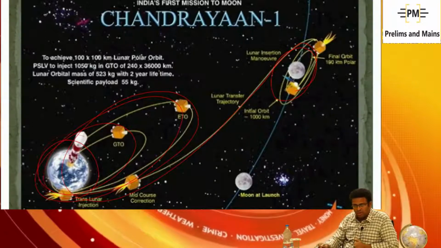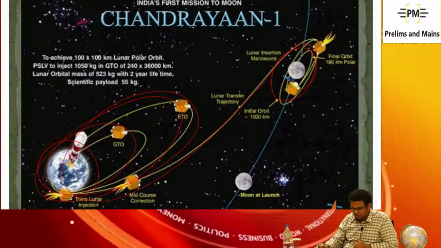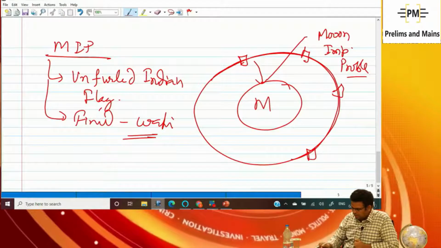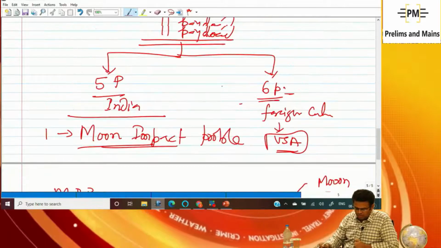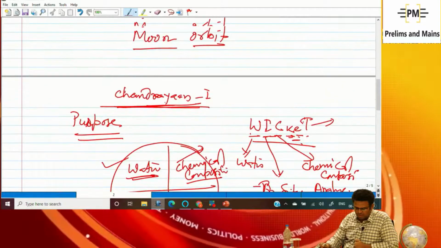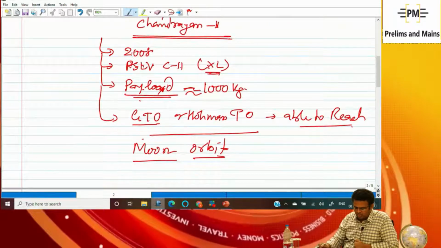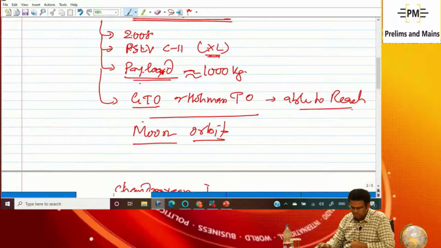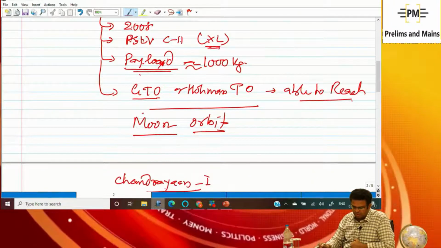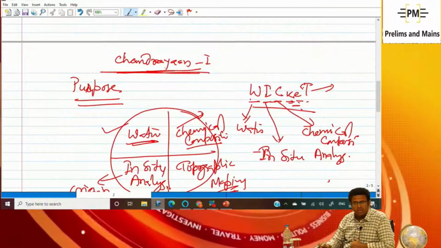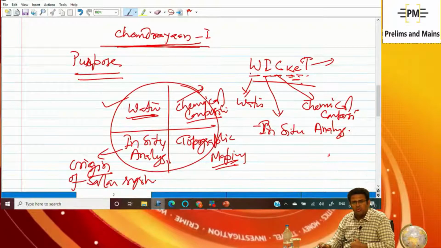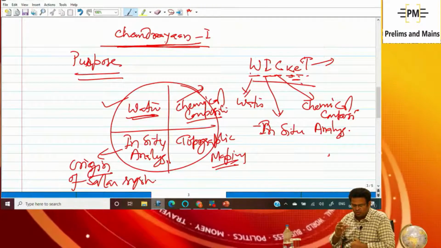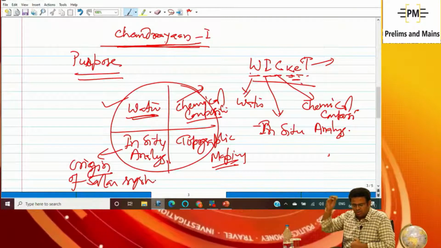Chandrayaan 1 was sent in 2008 through the PSLV C11. And perhaps it is clear to all of you what Chandrayaan 1 is: PSLV C11, 2008, payload around 1000 kg, through the geosynchronous transfer orbit, Hohmann transfer orbit, able to reach moon orbit. The main purposes of Chandrayaan 1 are these 4, and it is very important. In Chandrayaan 2 these 4 purposes will be there too, but they want to improve the knowledge of those 4: water, chemical, in situ analysis, topography.